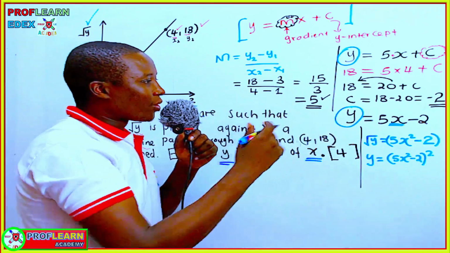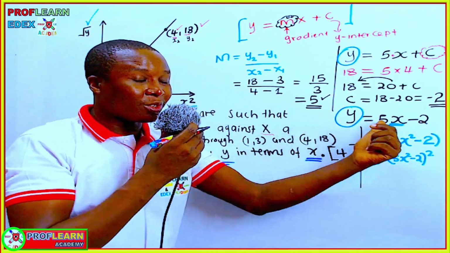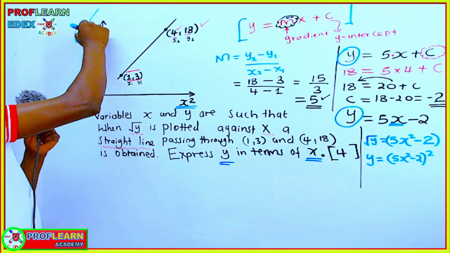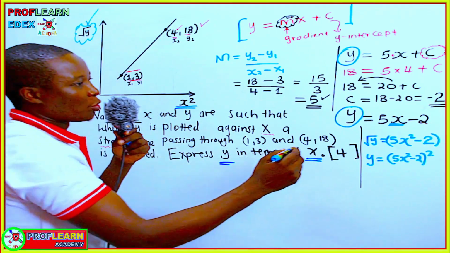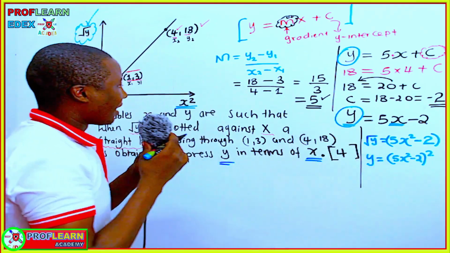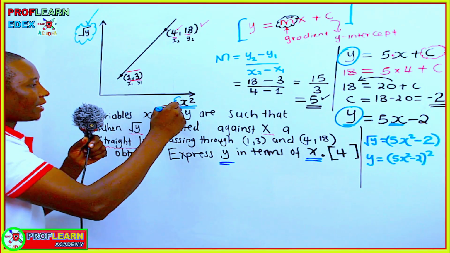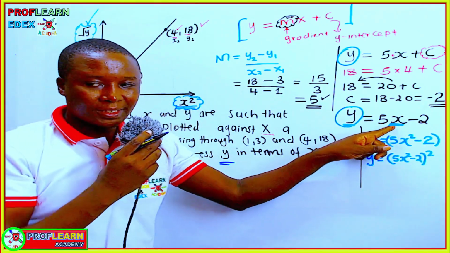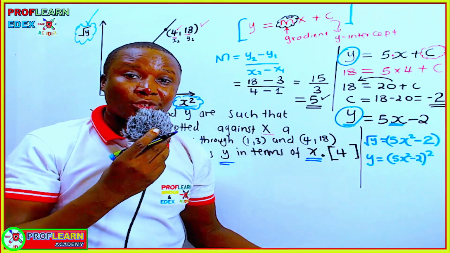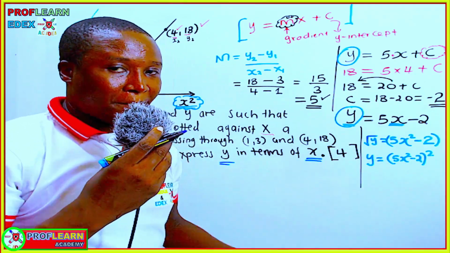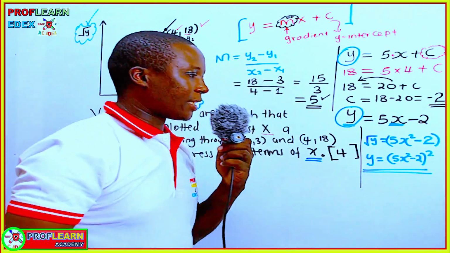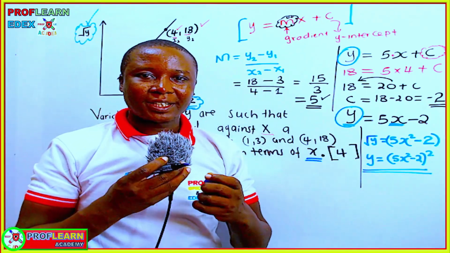So once you get the general equation of a straight line, you replace whatever you are having on the y-axis where this y is, and whatever you have on the x-axis, you replace it where you are having this x. And then you can simplify that much further, and you end up having something like this. So let us look at another question now.